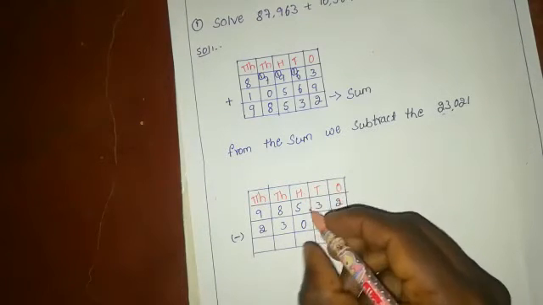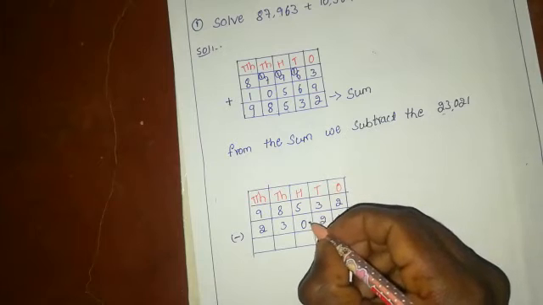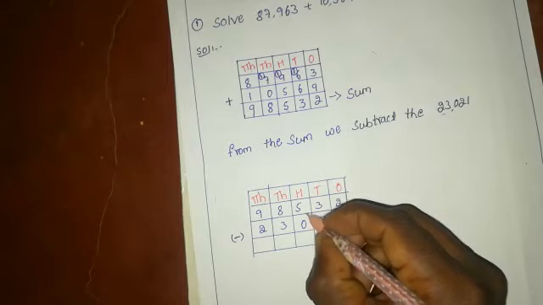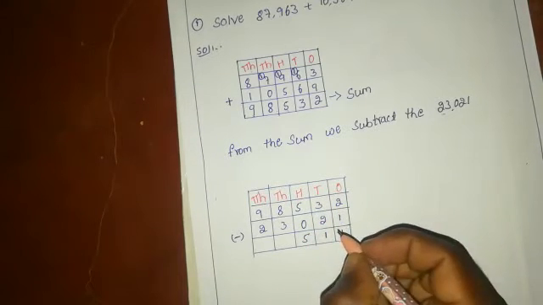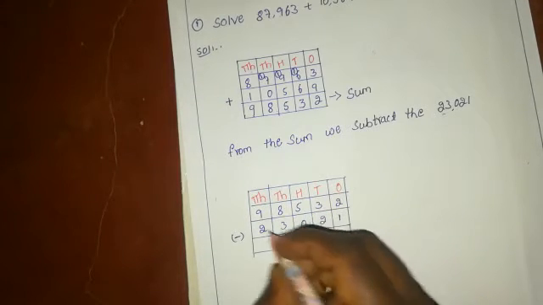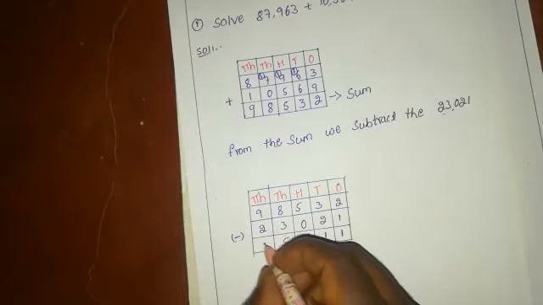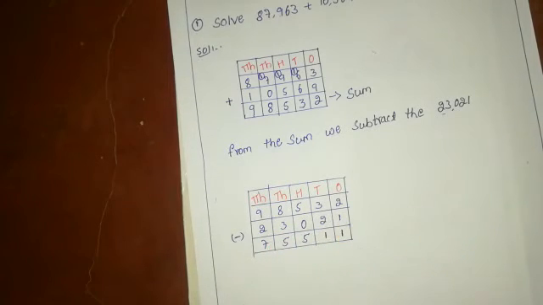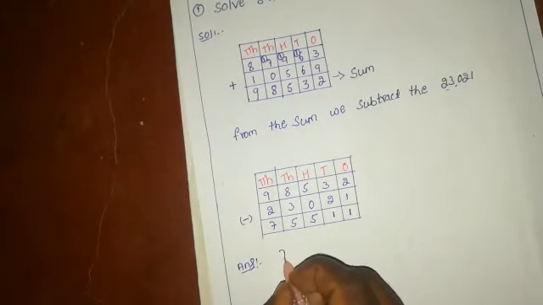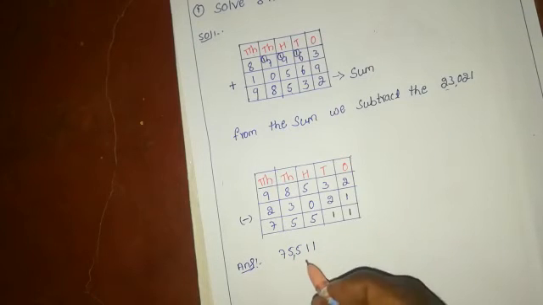Here in the hundreds column we have a 5 and 0. We know one rule: when we subtract 0 from any number, we get the same number. So subtracting 0 from 5, we get 5. Next, we subtract 3 from 8, we get 5. And in the ten thousands column we subtract 2 from 9, we get 7. Finally we get the answer, the final answer is 75,511.